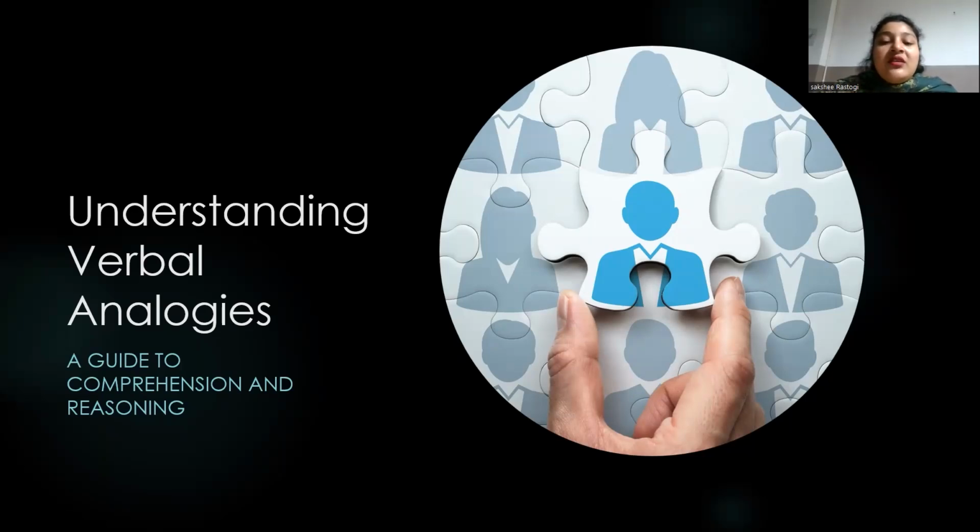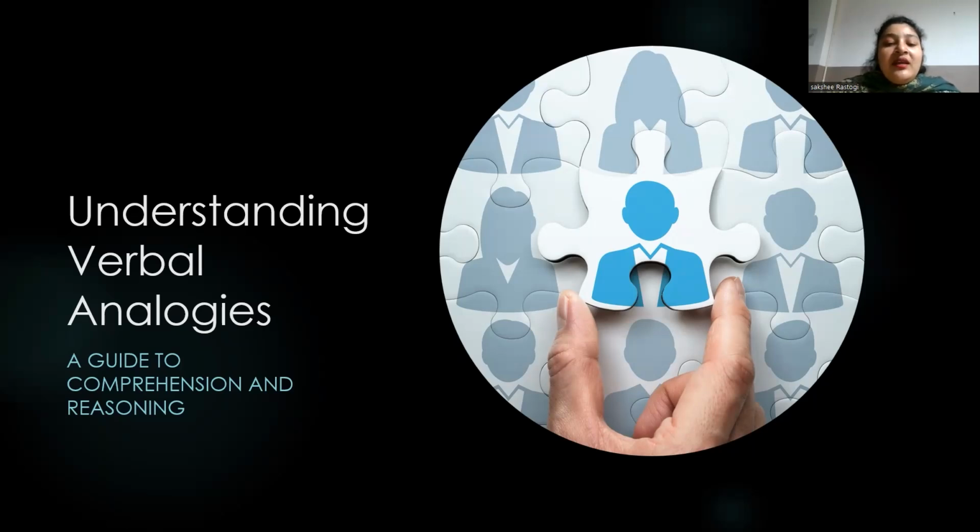Verbal analogies test your ability to recognize relationships between words and concepts. To solve them, you need to identify the relationship between A and B and apply that relationship to C and D. Example: flower is to garden as book is to library. In this analogy, flowers are often found in gardens. Books and libraries are related in the same way, meaning books are often found in libraries.